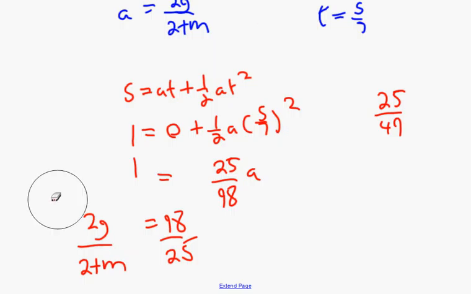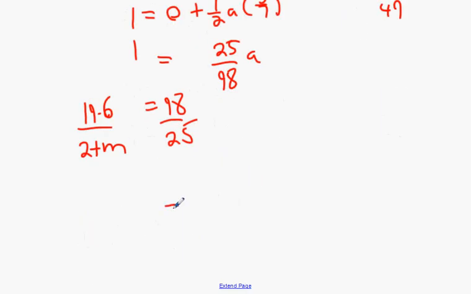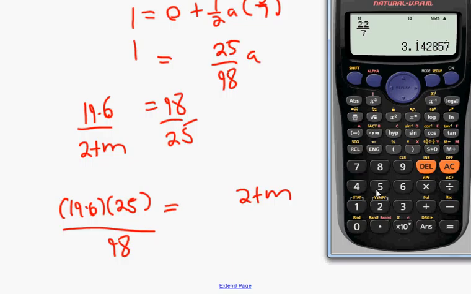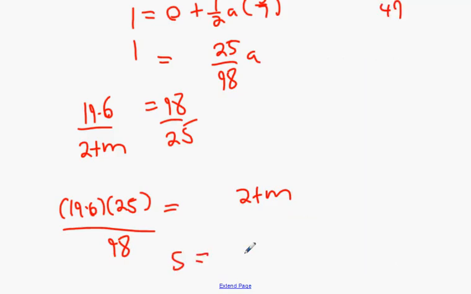I'd like to change the 2g into 19.6. So we're going to cross multiply. We're going to get 2 plus m ends up to be 19.6 times 25 all over 98, which equals 5, equals 2 plus m. m equals 3. m is 3 kilograms.